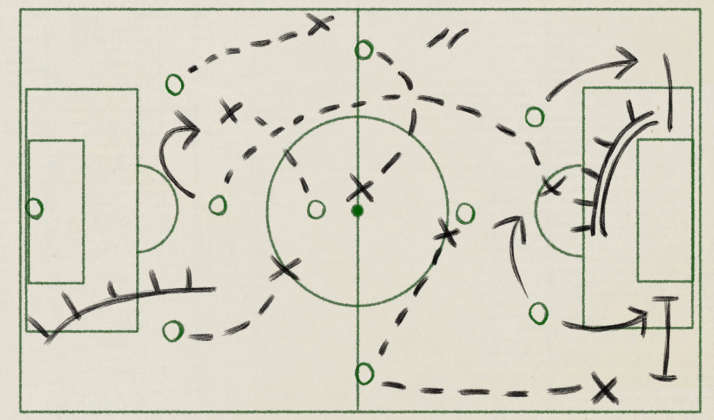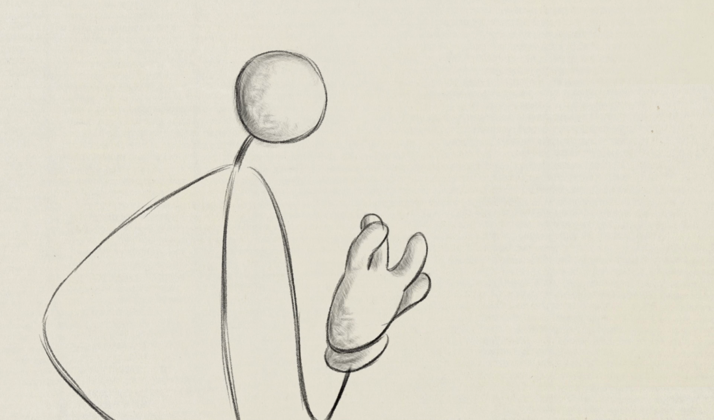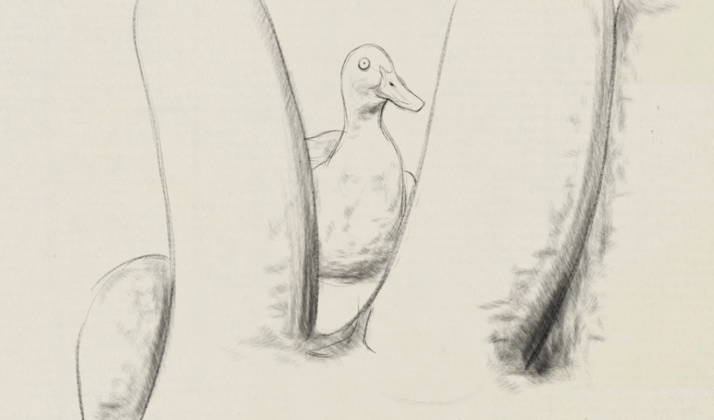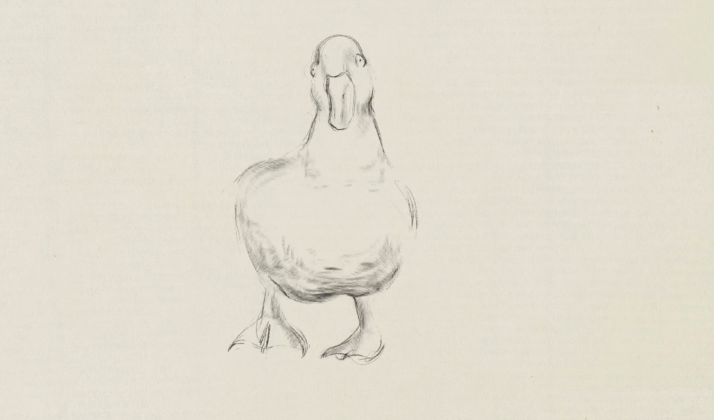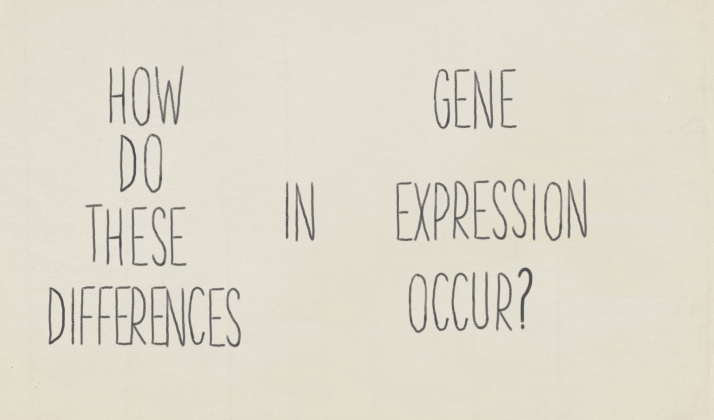Across invertebrate and vertebrate development, it is not new genes for new structures, but a change in where and when genes are used. Look at the spaces between your fingers. These were webbed when you were an embryo, but the cells in these spaces die, creating the gaps. Ducks, however, turn on a gene in the webbed region that prevents cell death. How do these differences in gene expression occur?